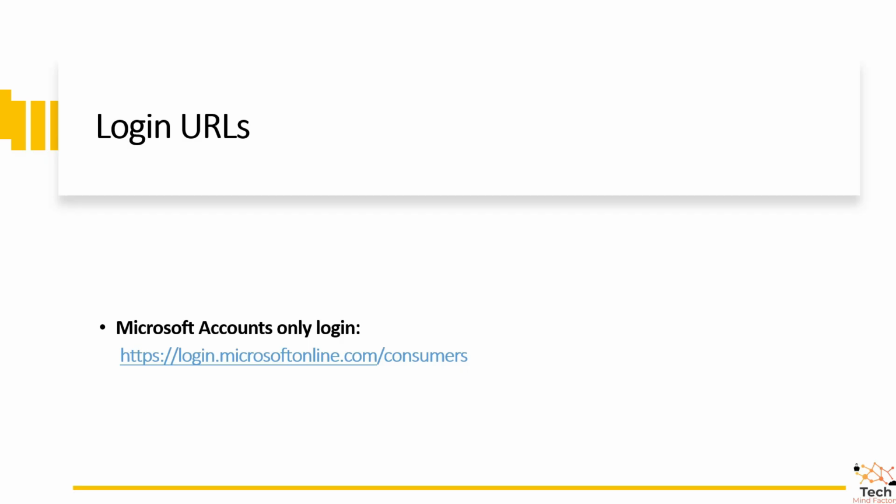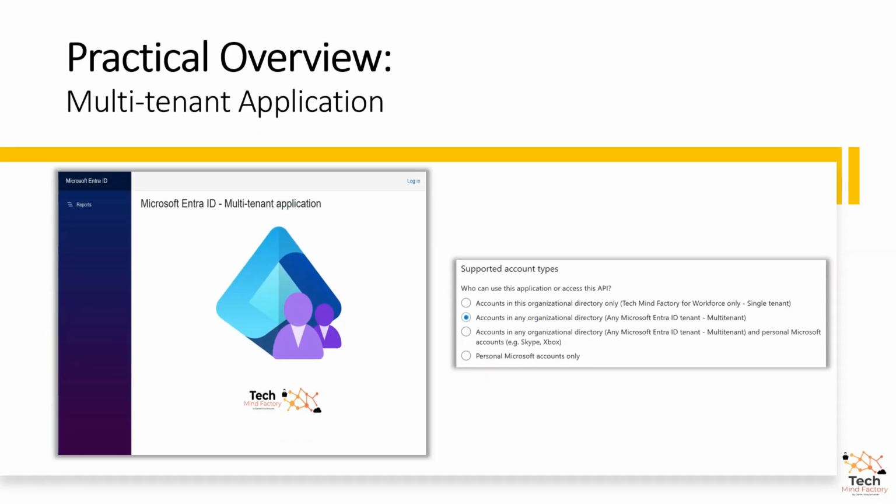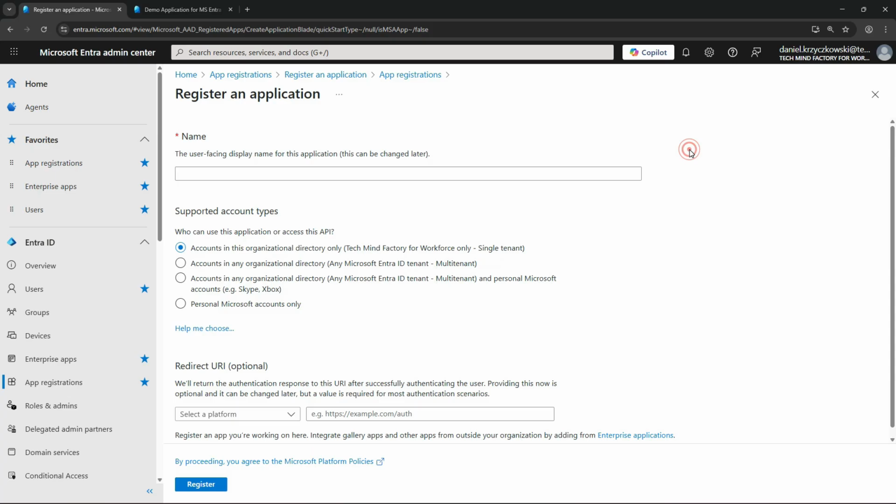So I believe it's time to do a practical overview. Now let's see how to register a multi-tenant web application, and then what the experience is for users when they authenticate from their home tenant, and also what the experience is for the users from other Entra ID tenants. So here is the Microsoft Entra Admin Center again, and the new application registration blade. But this time, we are going to register a multi-tenant application.